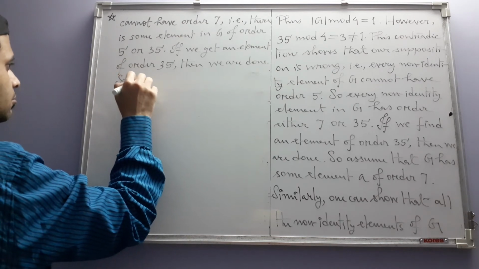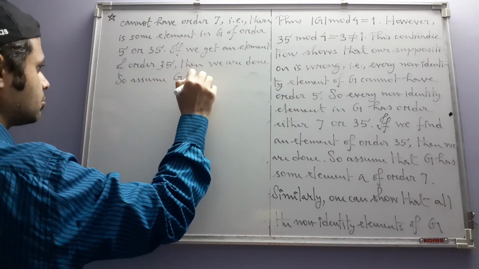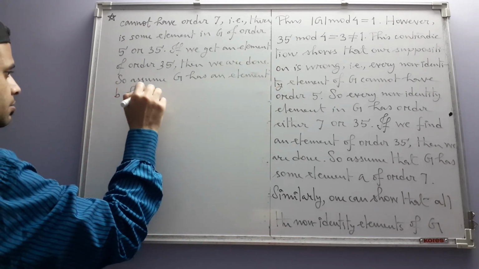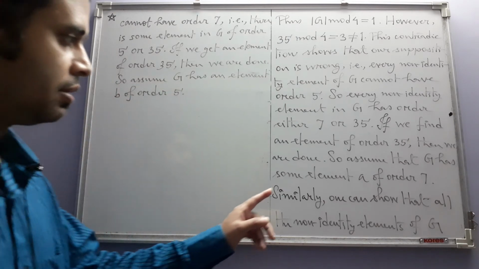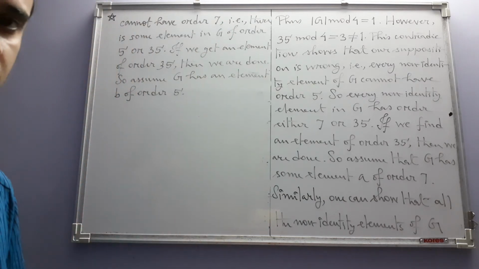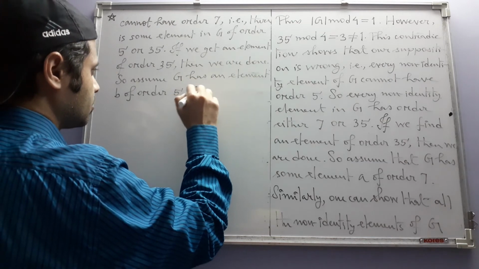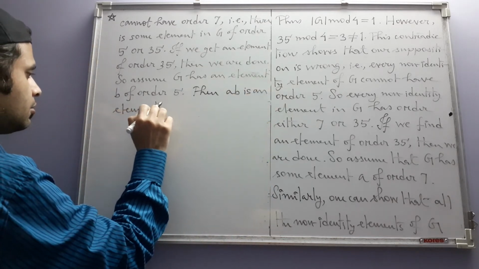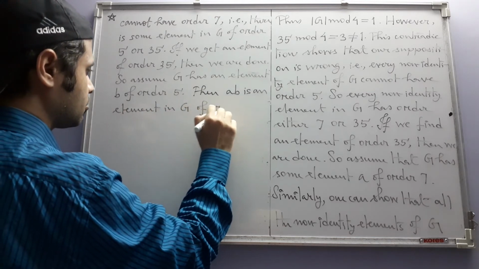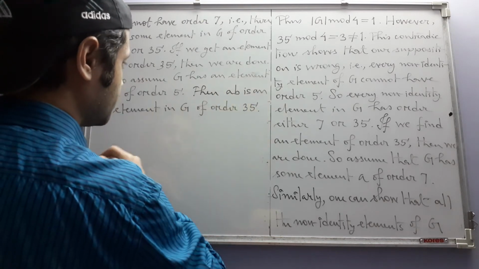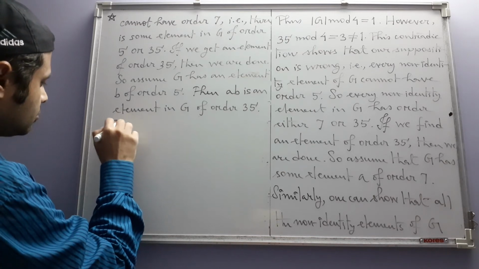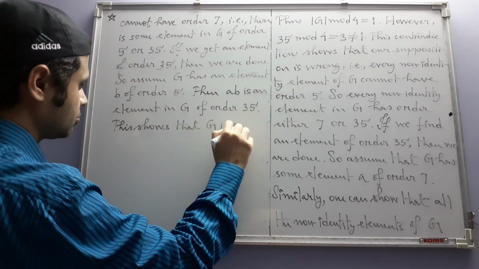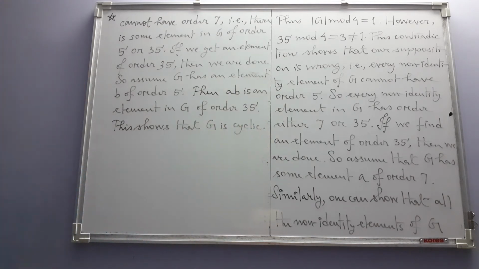So, assume G has an element B of order 5. Now we have an element A of order 7 in G and an element B of order 5 in G. Then AB is an element in G of order 35. This shows that G is cyclic. So, in any case, G will be cyclic.